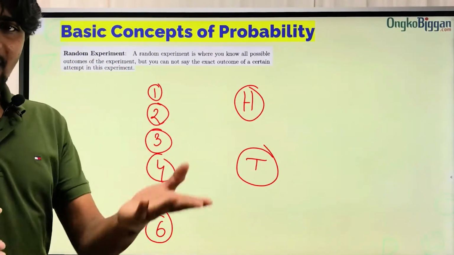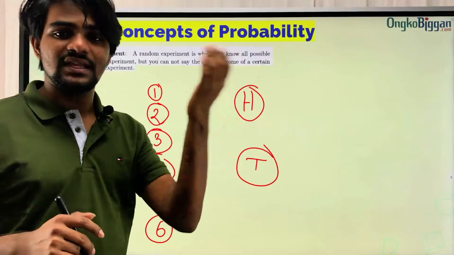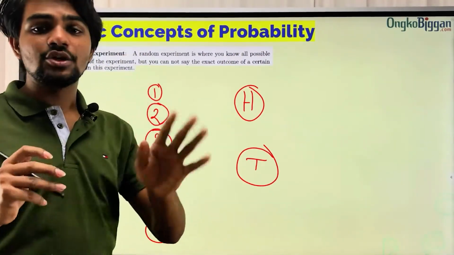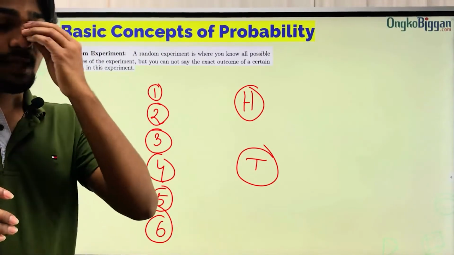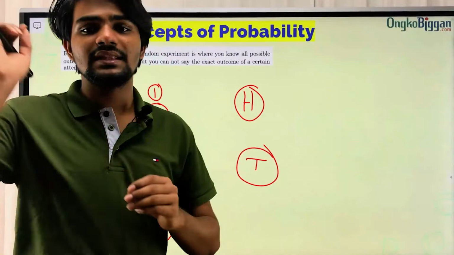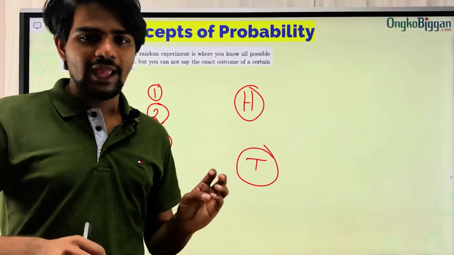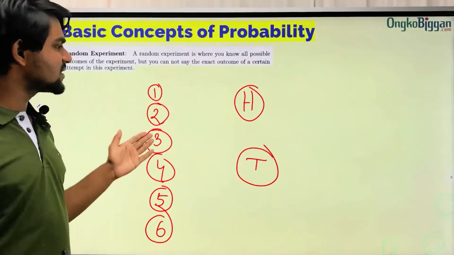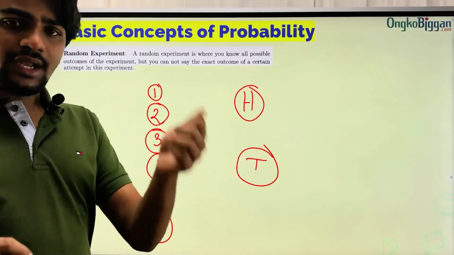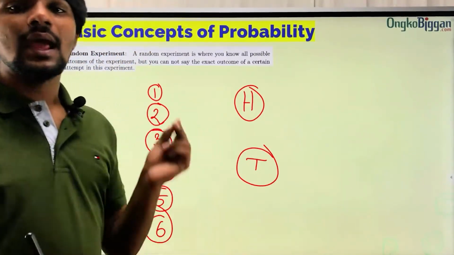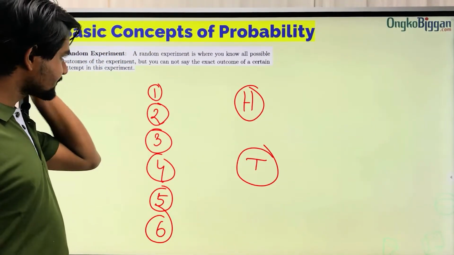But can you exactly tell whether you will get a 1 in this throw? You cannot tell that you will get this exact number in this throw, or that exact number in that throw. So you cannot tell the exact outcome, but you know all the possible outcomes. So a coin toss and rolling a dice are random experiments.